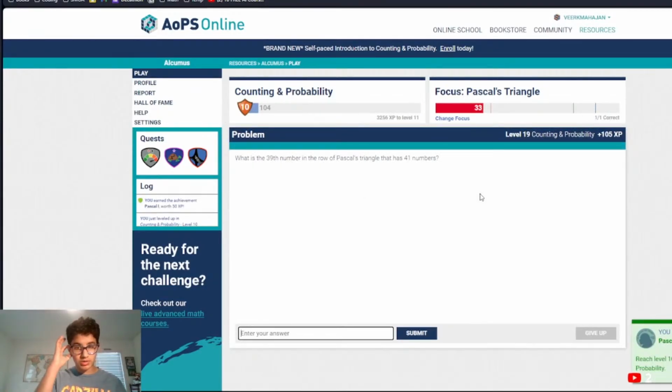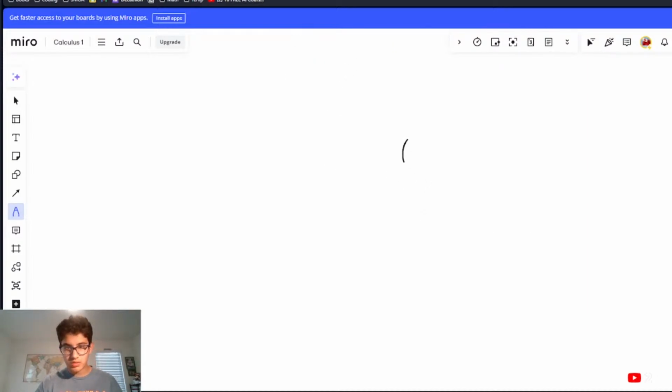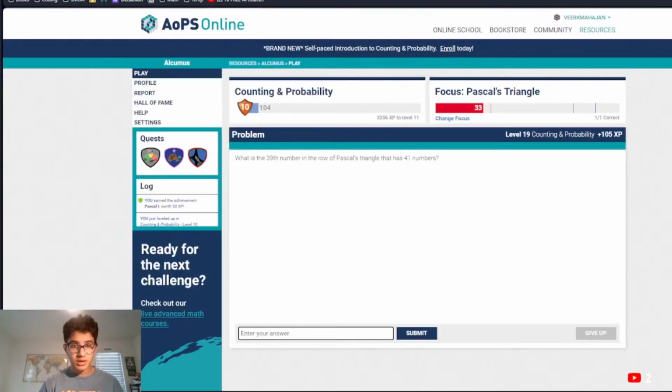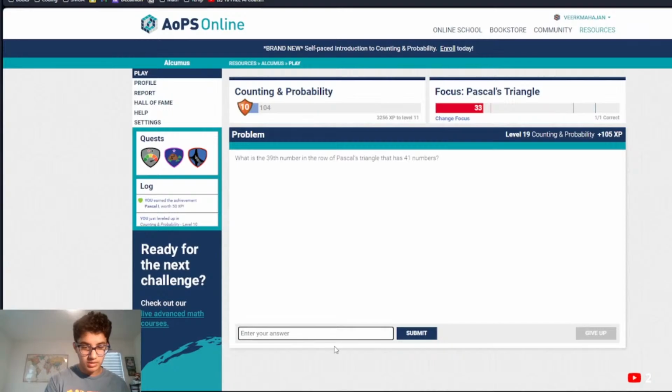What is the 39th number in the row of Pascal's triangle that has 41 numbers? So each row just has one more, one more, one more, right? It's like 1, 1, 1, 1, 2, 1. So that means it'll be, so this is 1 factorial, right? If it's got 41, it'll just be 40. So it'll be 40 choose what? The 39th number. So it'll be 38. 40 choose 38, which is just 40 choose 2. 40 times 39 over 2, which is 20 times 39. That's it. So it'll just be 780. I think 780.